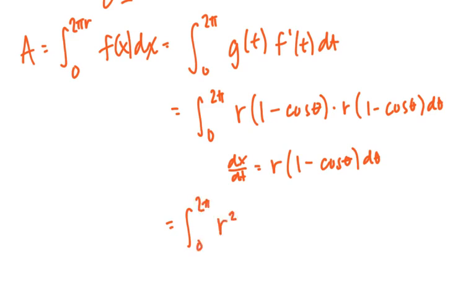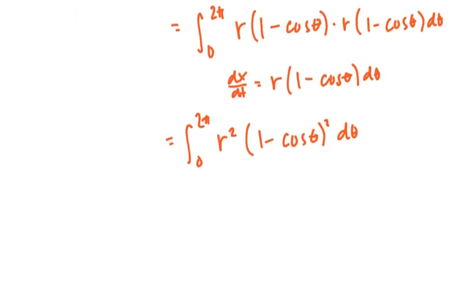We have r times r, which is r squared, and we have (1 minus cosine theta) quantity squared d theta. Well, that's not really something that's easily integrated. So let's say r squared, 0 to 2 pi, and let's multiply that out. So we get 1 minus 2 cosine theta plus cosine squared theta d theta.